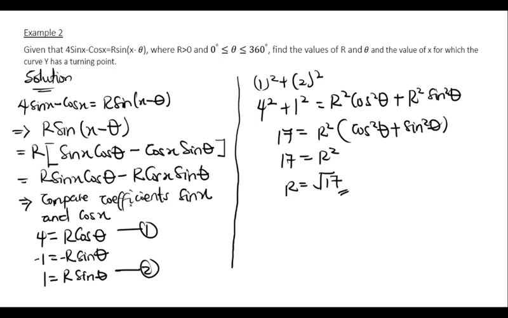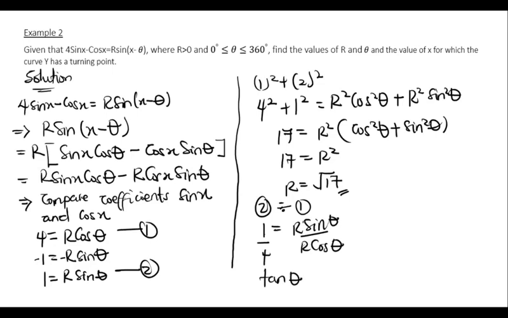Okay. So now to find the angle theta, we divide equation 2 by equation 1 so that we can get tan. So we have equation 2, which is 1, is equal to r sine theta divided by, here is 4, then here is r cos theta. This will give us tan theta because the r will cancel out. So we have sine theta over cos theta, which is tan theta, is equal to 1 over 4.